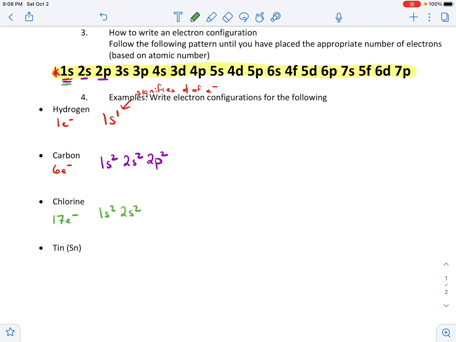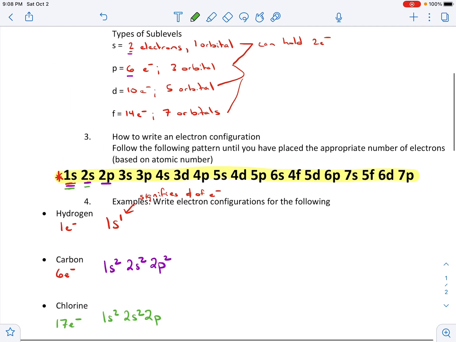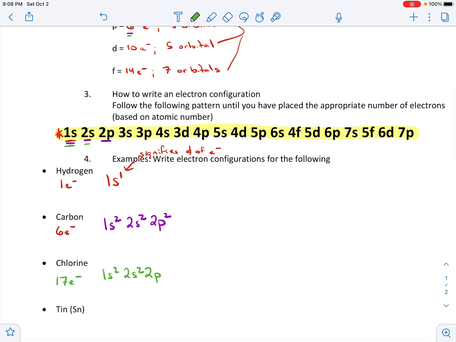2s2. All right, there we go. 2p, this time we can fill all of our p up. It can hold 6. So we're going to say 2p6. We've now placed 10 of our 17, which means we've got to keep going. So we're going to say 3s2. We've now placed 12. If we add up our exponents, 2 plus 2 plus 6 plus 2 is 12. All right, now on to our next thing, 3p. P can hold up to 6, but we only need it to hold, that's right, 5. So we're going to say 3p5. This entire thing is called our electron configuration.